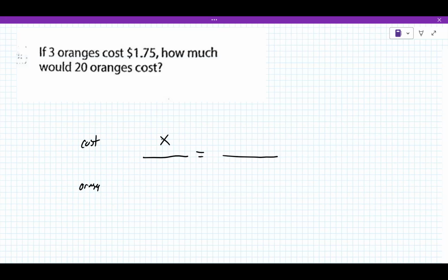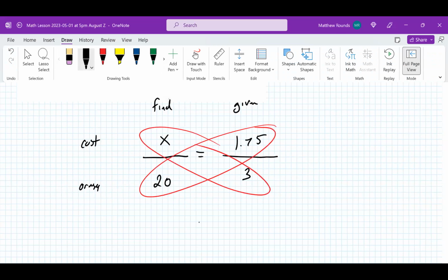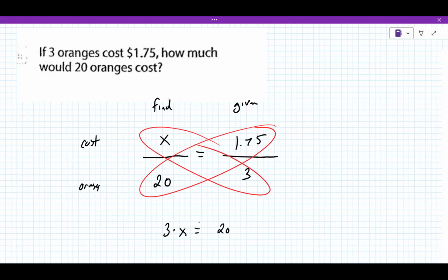Now, the one on the left here is the one you're trying to find, and then there's some given information. Like you're trying to find the cost of 20 oranges. That's what you're trying to find. You're given that the cost is $1.75 for 3 oranges. Okay. So this one again, we will cross multiply. Make that little butterfly there. 3 times x equals 20 times 1.75.